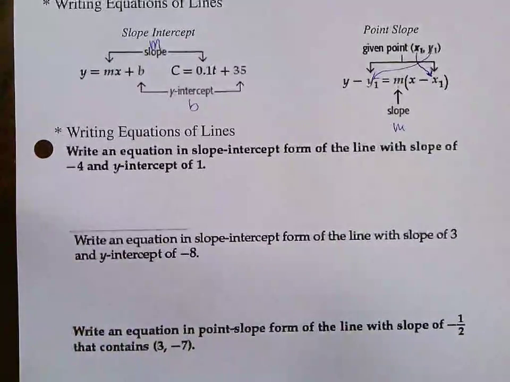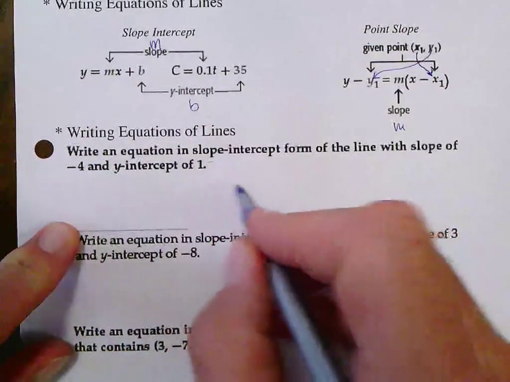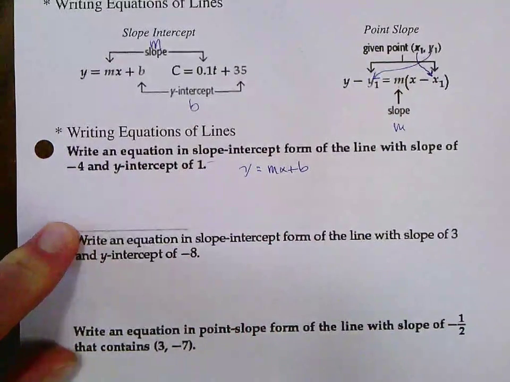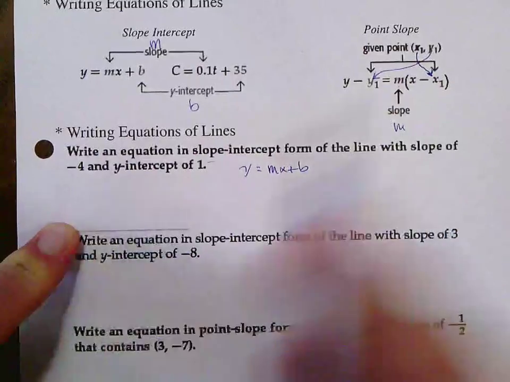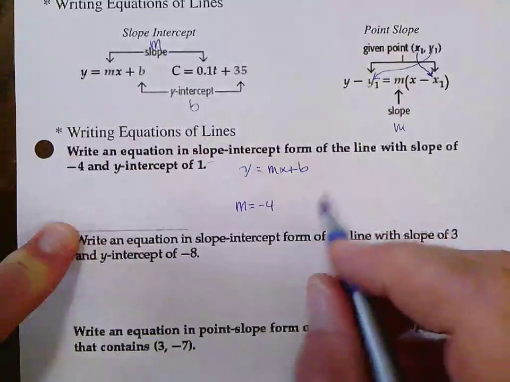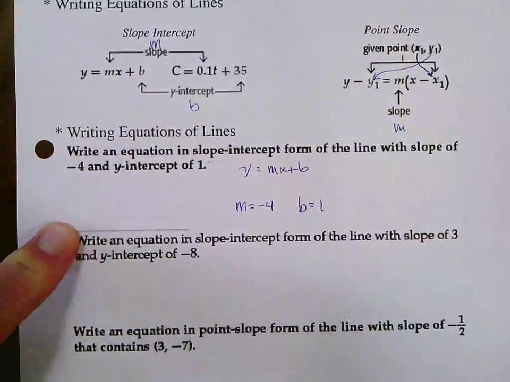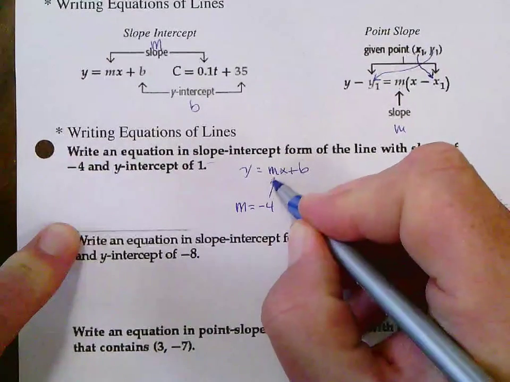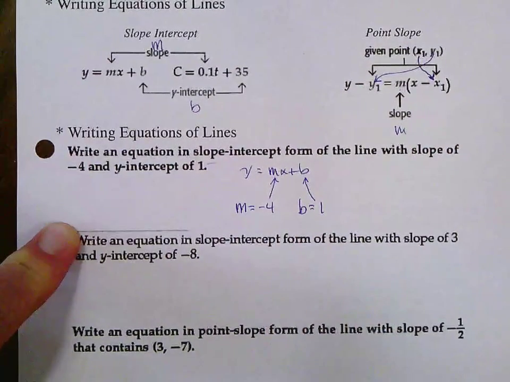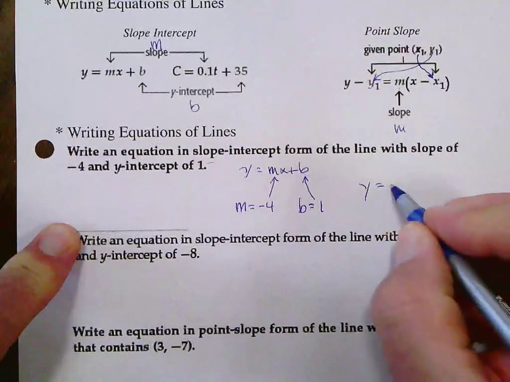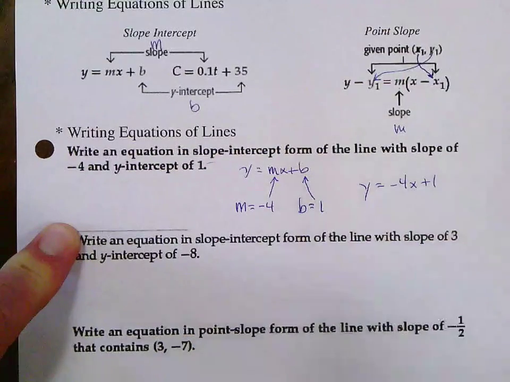So let's look at the first one here. Write an equation in slope-intercept form. So as soon as I see slope-intercept form, I know it's y equals mx plus b. For the line with the slope of -4 and a y-intercept of 1, that's my b. So this is about as easy as these problems get because you have an m, you got a b. All you got to do is take these values and substitute them into slope-intercept form for the m and the b. So your answer here is y equals -4x plus 1. All I did was put the -4 in and the 1 in.